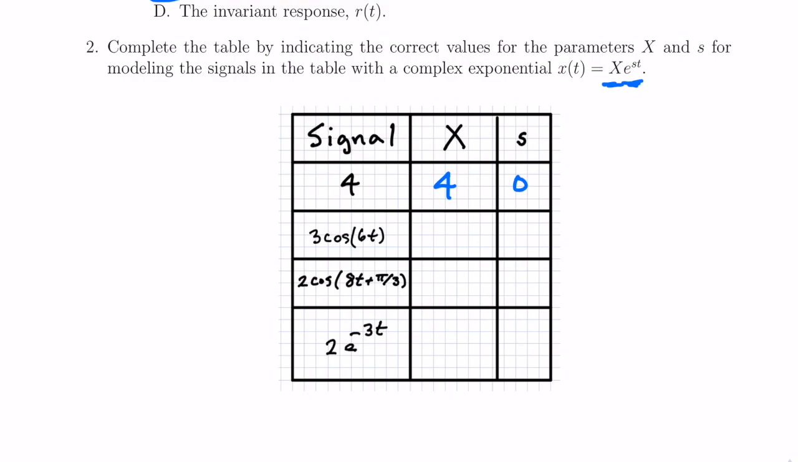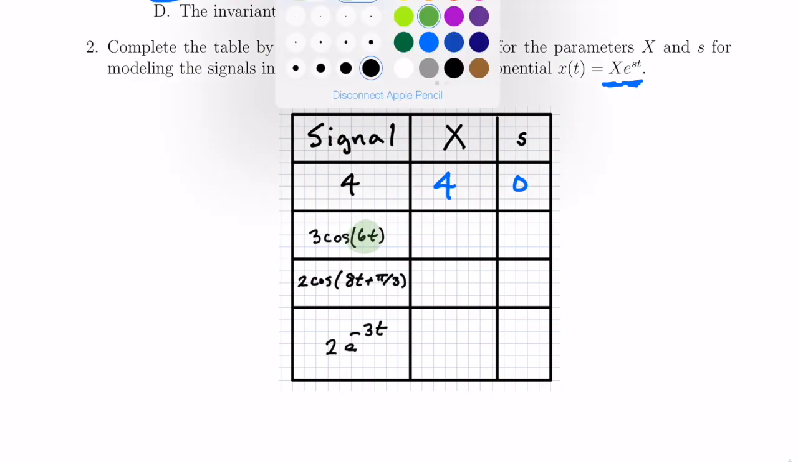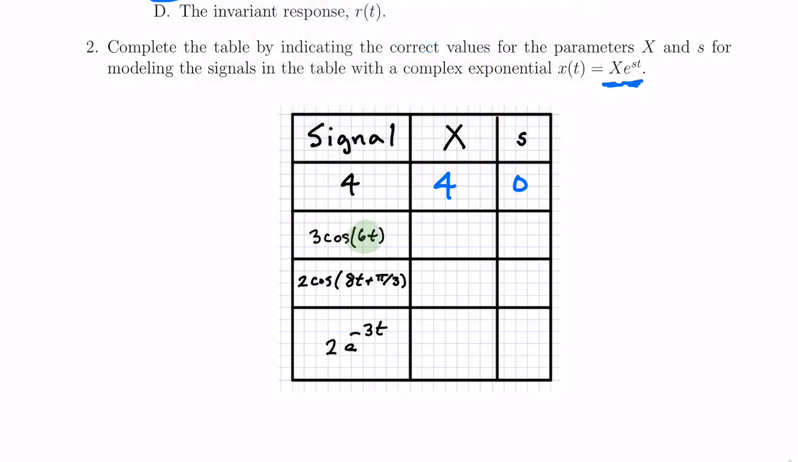All right, we had a few problems with the cosine term. If you look at the cosine term, you can use Euler's formula and model that with a complex exponential. You need s to be j6. Some people forgot the j. And then the amplitude on that would be a 3.